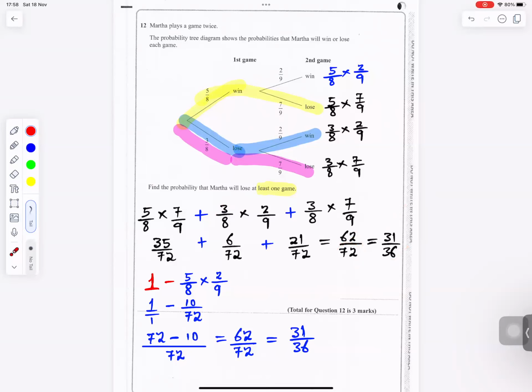Another way is to find out, because all of the probability will add up to 1. So you use 1 minus 5 over 8 times 2 over 9. That's the one where you win and you win. That's the only branch that we didn't want, so you put that there, you subtract it. 1 minus 10 over 72 gives you 31 over 36. That's another way to do it.